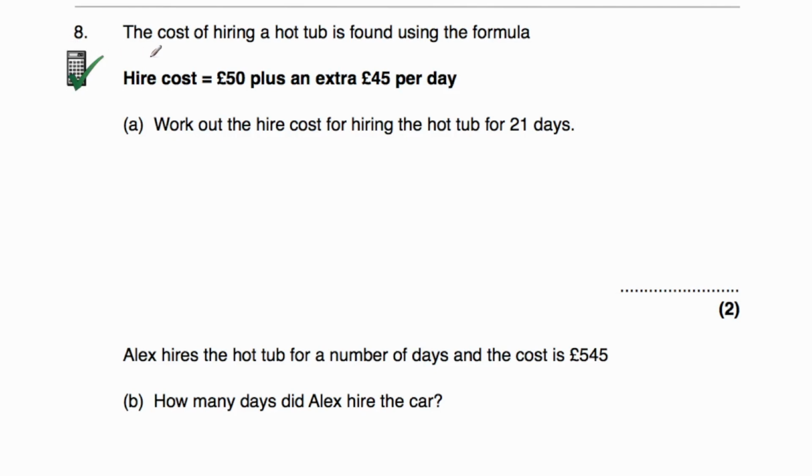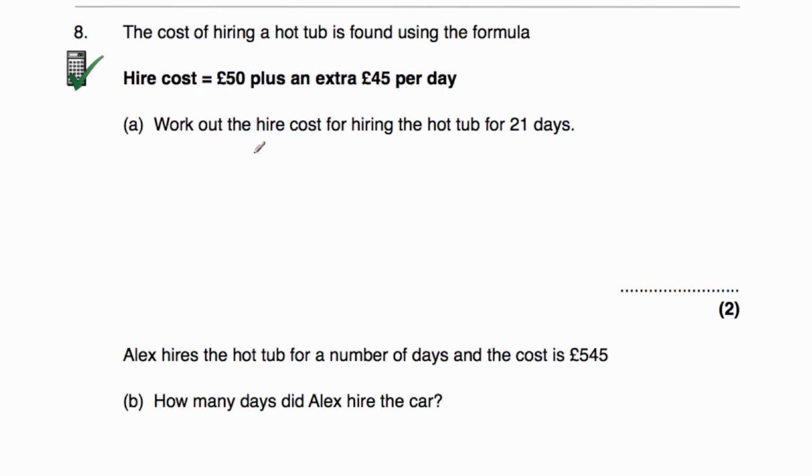So question number 8 says the cost of hiring a hot tub is found by the formula hire cost is equal to £50 plus an extra £45 per day. So that means that we've got to pay £50 no matter what, so no matter how many days we hire the hot tub for, plus every single day we hire the hot tub, we've got to pay an extra £45. So if we hired it for 1 day, we'd have £50 plus one lot of £45, that'd be £95 for 1 day. For 2 days, we'd have 2 lots of £45, that's going to be 90, plus our £50 would be £140. For 3 days, we'd do 3 lots of £45, plus the extra £50 and so on.